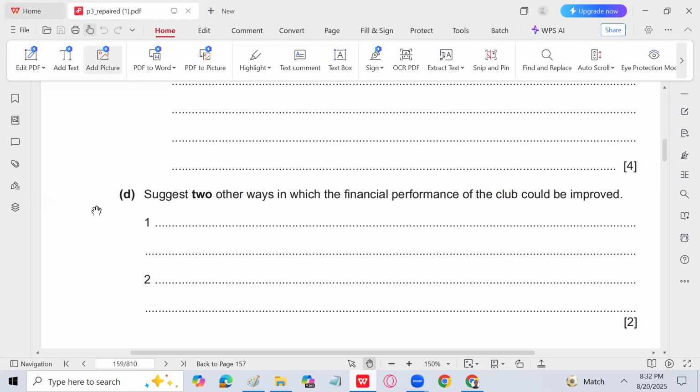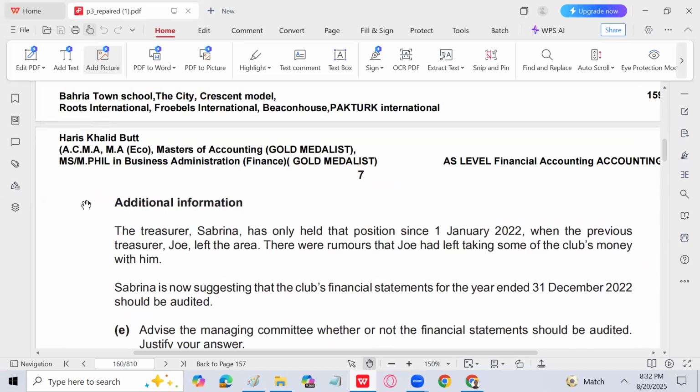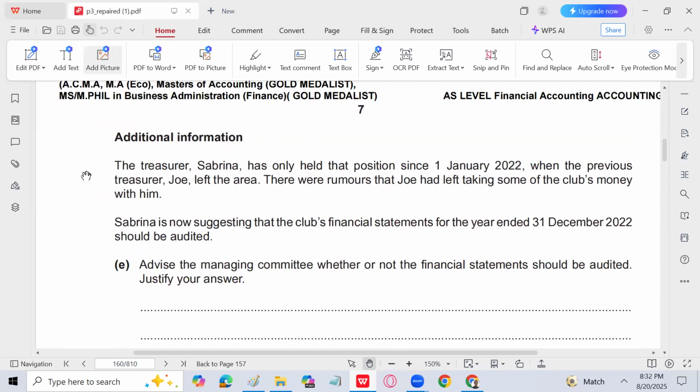So we are done with this question. Sorry, there is additional information also. Let's see. The treasurer Sabrina has only held the position since 1st January 2022. Treasurer means who is managing the accounts and managing the club. When the previous treasurer Joe left the area, there were rumors that Joe had left taking some of the club's money with him. He has taken the club money and he has basically stolen some amount.